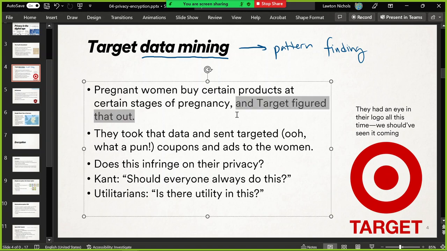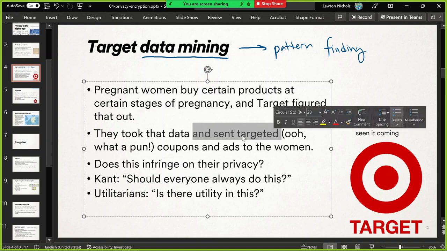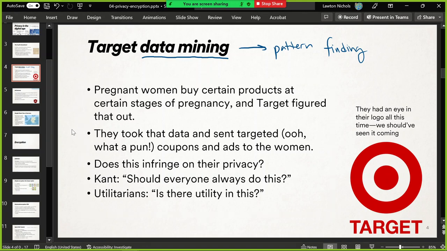And Target, as well as I'm sure other corporations, figured that out. Like they're able to track the purchase history of people because they're always swiping the same credit card or something like that. And so they took that data and they ended up sending targeted, which is a very fun pun. I'm very proud of myself for writing it. They ended up sending targeted coupons and ads to those women because they knew they were going to eventually need this thing because everybody else wanted it too around that time in their pregnancy. All right, so they just kind of guessed that the women were pregnant based on what they bought, and they started giving them ads, okay?